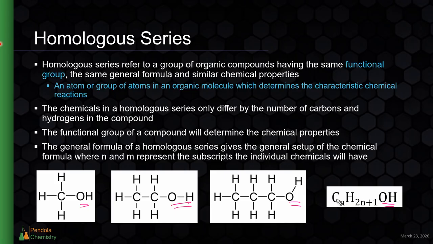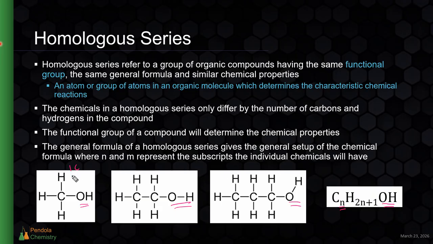What does this mean? Cn means that if we have n number of carbons, then the number of hydrogens in that molecule will be 2n+1. So if we have one carbon, like we do in methanol, then we're going to have 2n+1.